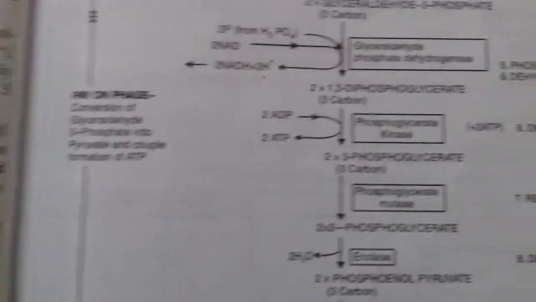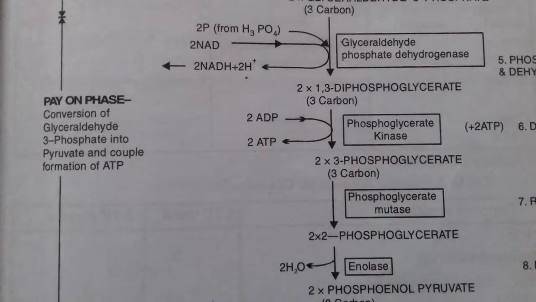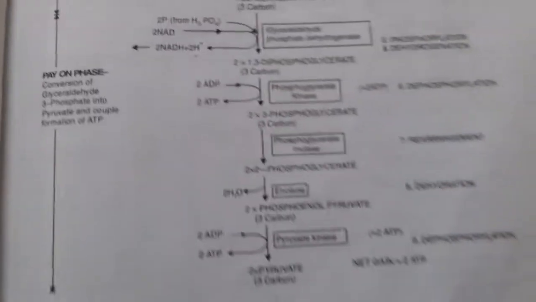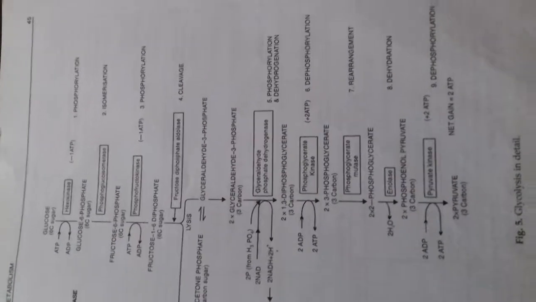So this phase is known as the payoff phase, the conversion of glyceraldehyde 3-phosphate into pyruvate and coupled formation of ATP. This was the description of glycolysis. Thank you.